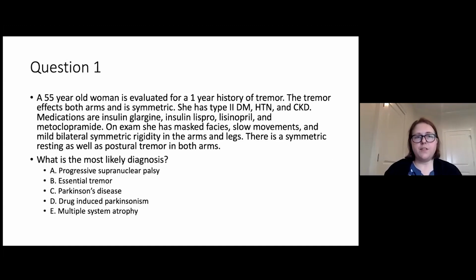Question 1: a 55-year-old woman is evaluated for a 1-year history of tremor. The tremor affects both arms and is symmetric. She has type 2 diabetes, hypertension, and chronic kidney disease. Medicines include insulin, lisinopril, and metoclopramide. On exam, she has masked facies, slow movements, and mild bilateral symmetric rigidity in the arms and legs. There is a symmetric resting as well as postural tremor in both arms. What is the most likely diagnosis? A, progressive supranuclear palsy; B, essential tremor; C, Parkinson's disease; D, drug-induced Parkinsonism; or E, multiple system atrophy.